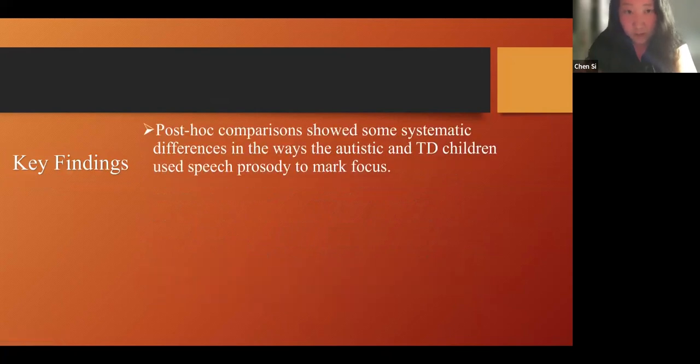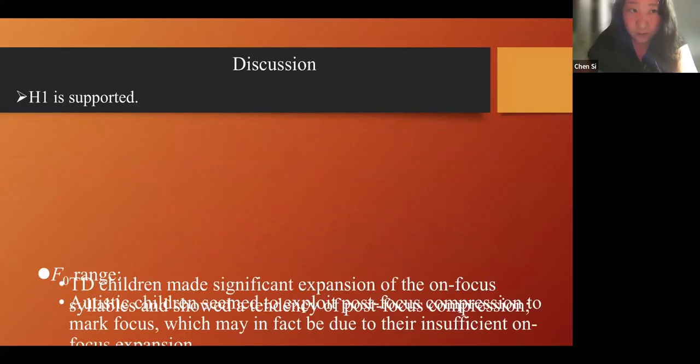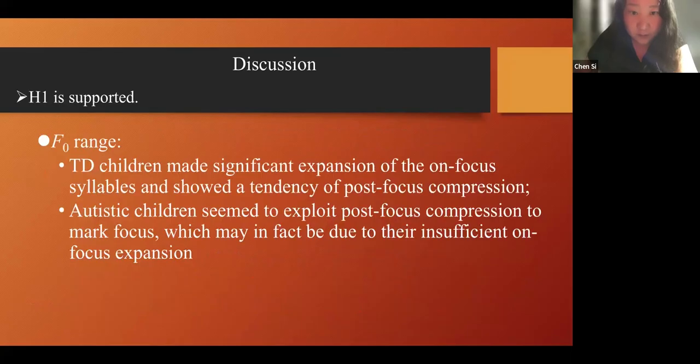And we fit the model, and we also conducted post hoc analysis, and we have found that there are actually some differences in the ways the autistic and typically developing children use speech prosody to mark focus. And the autistic and typically developing children actually exhibited different strategies. At least we have found that they are quite different in the use of F0 range and duration. So our first hypothesis is actually supported.